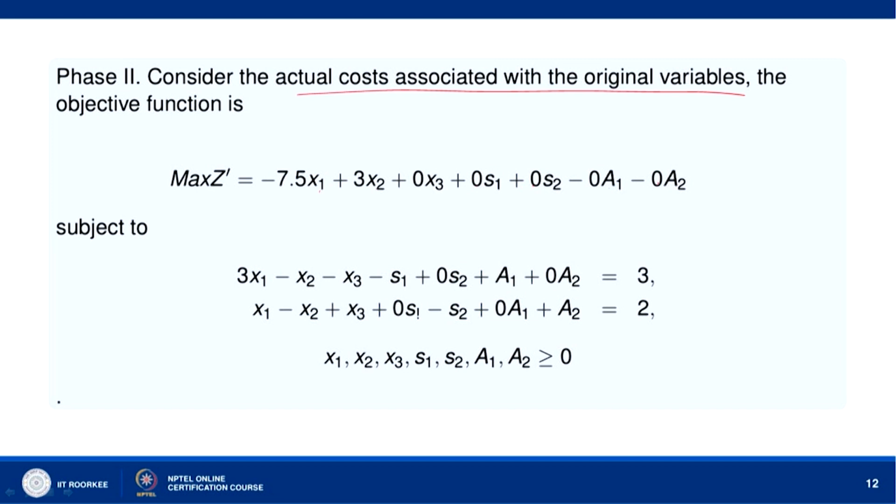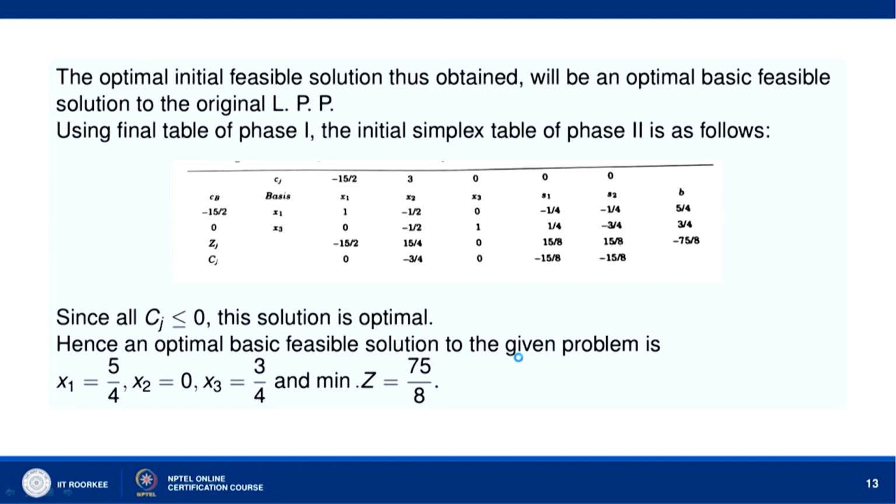So the maximum value of Z dash is maximum of minus 7.5 x1 plus 3 x2, 0 x3, 0 s1, 0 s2, 0 a1, 0 a2 subject to these constraints: 3 x1 minus x2 minus x3 minus s1 plus 0 s2 plus a1 plus 0 a2 equal to 3, and x1 minus x2 plus x3 plus 0 s1 minus s2 plus 0 a1 plus 0 a2 equal to 2, and x1, x2, x3, s1, s2, a1, a2 greater than or equal to 0.